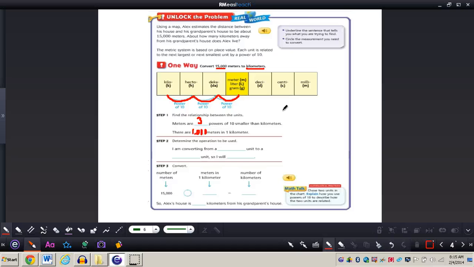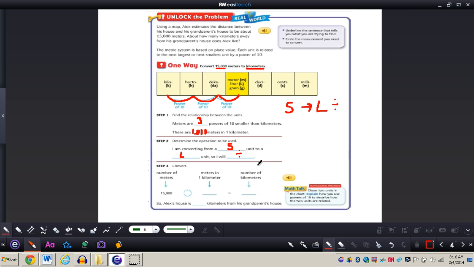Now, step 2, it says determine the operation to be used. So we are converting from a smaller unit, I'll just put an S here. I want you to write smaller in your book. Unit of measurement to a larger. Whenever we go from smaller to larger, now we've talked about this throughout the chapter, we are going to divide. Okay, so I will divide.